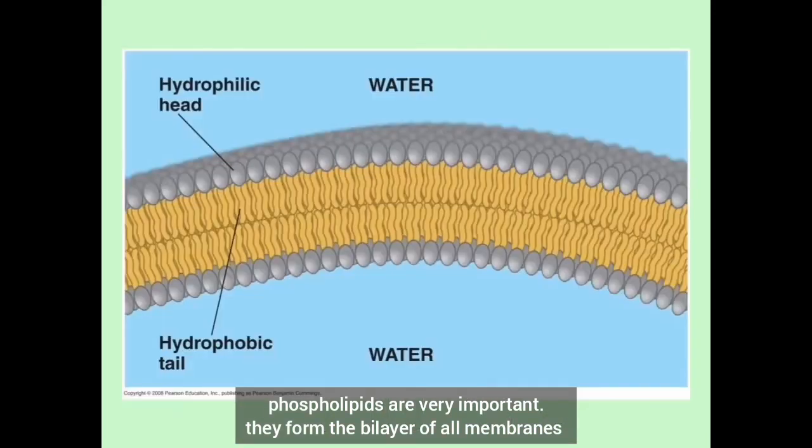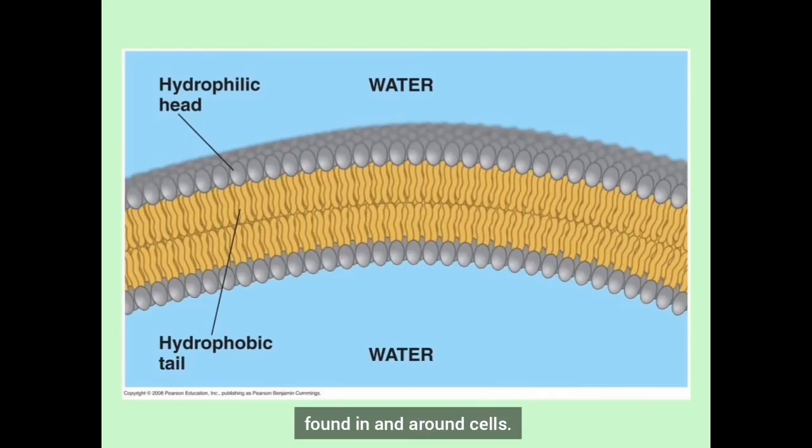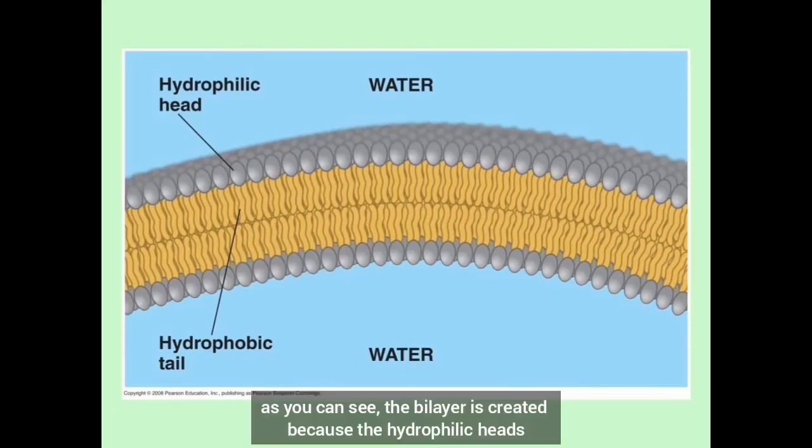Phospholipids are very important. They form the bilayer of all membranes found in and around cells. As you can see, the bilayer is created because the hydrophilic heads have an affinity for water, while the tails form an inner layer that excludes water.